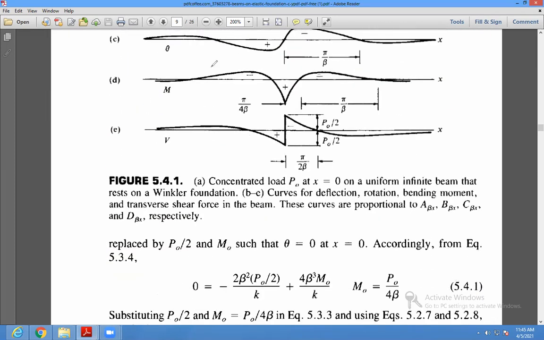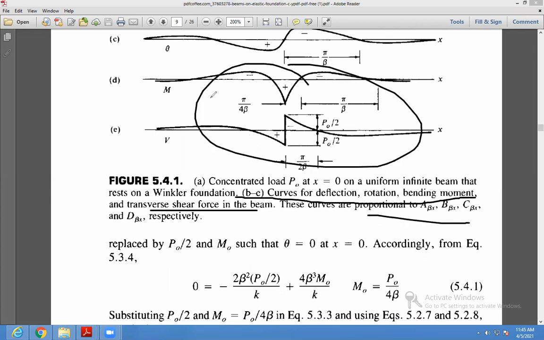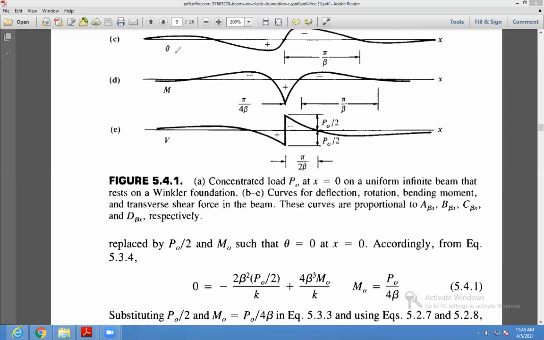So what are these curves? First is the load, then B to E. All the curves are for deflection, rotation, bending moment, and shear in the beam, and these curves are proportional to the values A beta x, B beta x, C beta x, D beta x, which we have seen in the table.